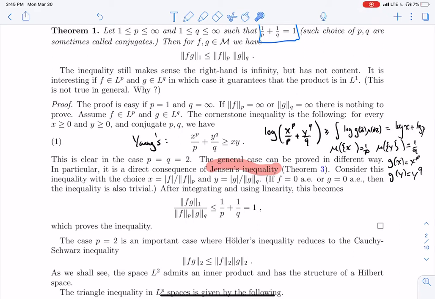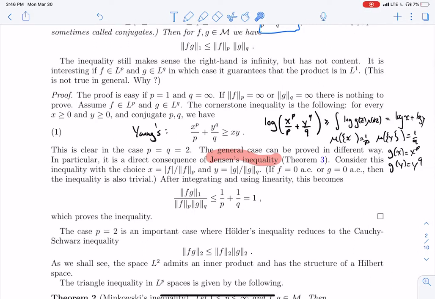And now you're done because you applied this with x equal to this guy and y equal to this guy. Note that I normalize, I can do that because I assume it's finite. If f is equal to 0, also the inequality is trivial, I should have said. And then you're done because you just do this and you integrate this side, and you get this, which is the inequality you want to prove.